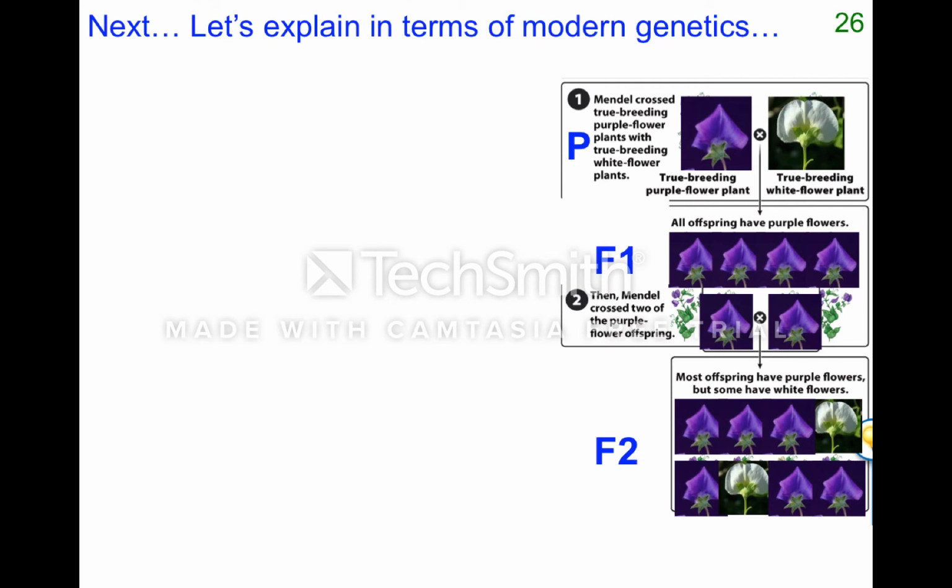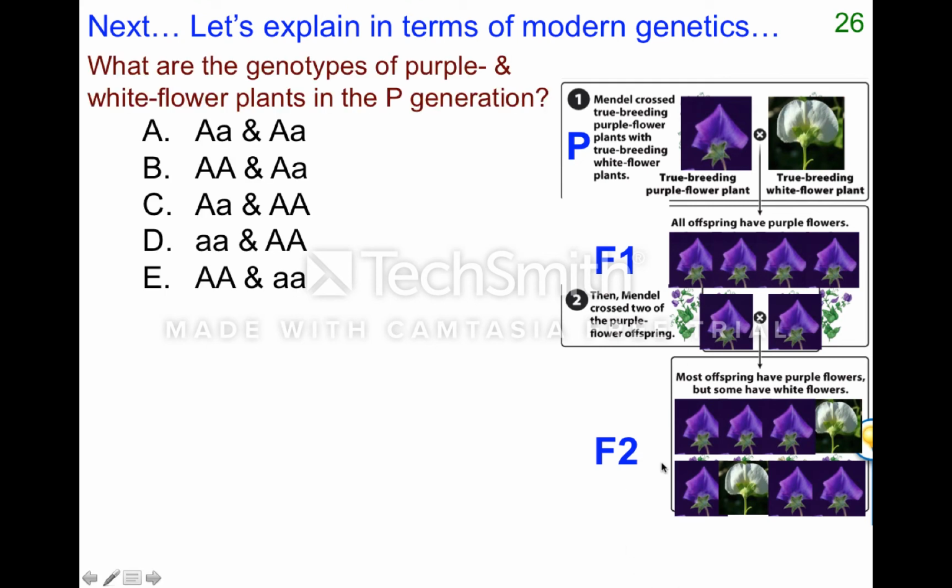Next, let's continue on and explain this whole situation in terms of modern genetics. Here's another question. Please pause and think about it. Okay, continuing on. The genotypes of the P generation are big A big A and small a small a. They're pure breeding plants. The dominant must be purple, the recessive must be white.